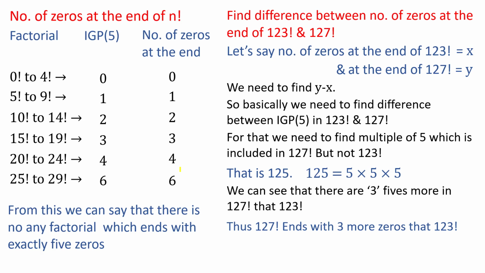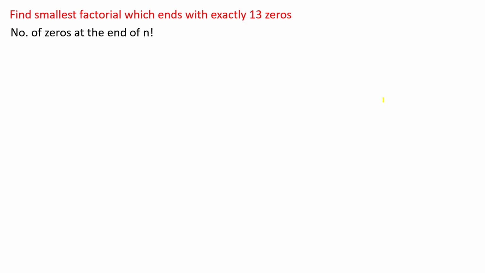Okay everyone. So now let's have a look at one more question. The question is, find smallest factorial which ends with exactly 13 zeros. Over here we want to find out the factorial which ends with exactly 13 zeros. Means number of zeros at the end of n factorial has to be 13. Means IGP of 5 in n factorial has to be 13. Means we want 13 number of 5s in n factorial.